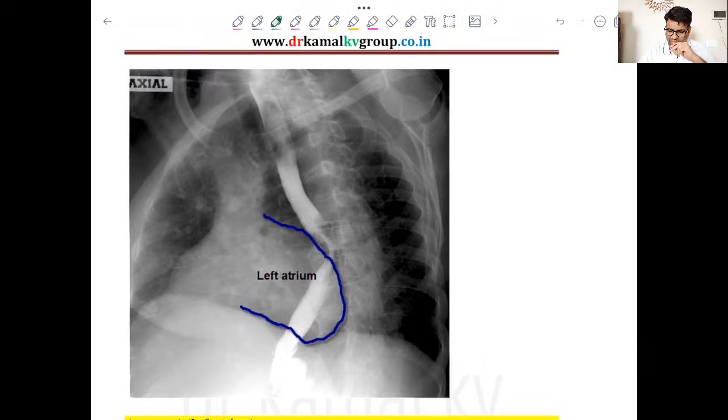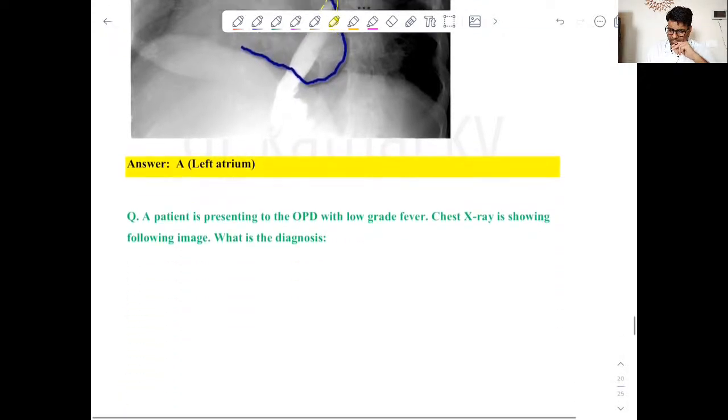So here you can see this is the left atrium, which is causing an indentation over the barium swallow image in the esophagus, right? That we know because that is the pathology of mitral stenosis.